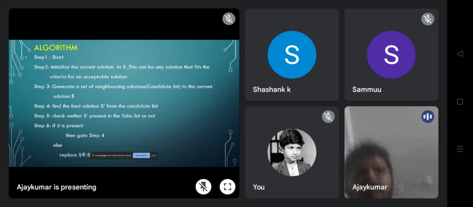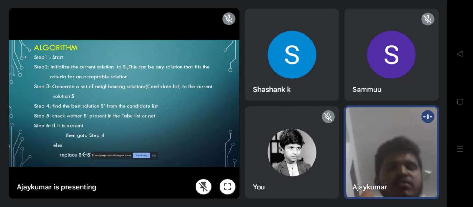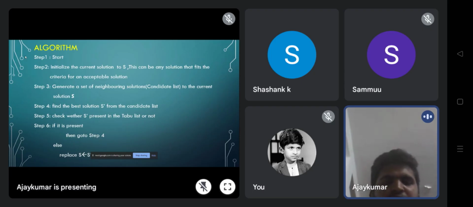This is our Tabu search algorithm. First, we initialize the current solution to X. The current solution may be any feasible solution that meets some criteria for an acceptable solution. The next step is generating a set of neighborhood solutions, meaning a candidate list of neighborhood solutions to the current solution. This can be done by removing variables, interchanging variables, swapping variables, and many others based on the problem statement.